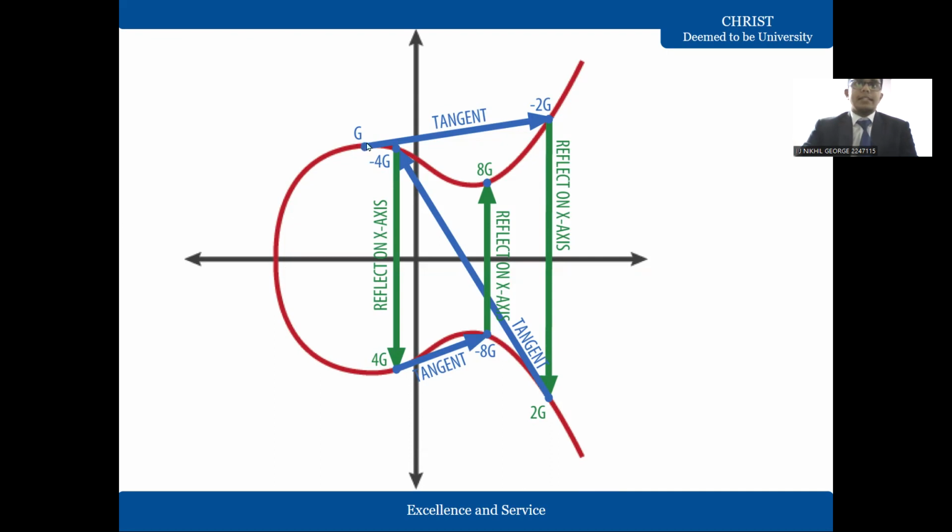Now you draw a tangent which crosses the x-axis. It makes a point. Now draw it reflected onto the x-axis. Again, then draw a tangent, and then again reflect it, then again a tangent, and again a reflection. So that is how a key is formed.